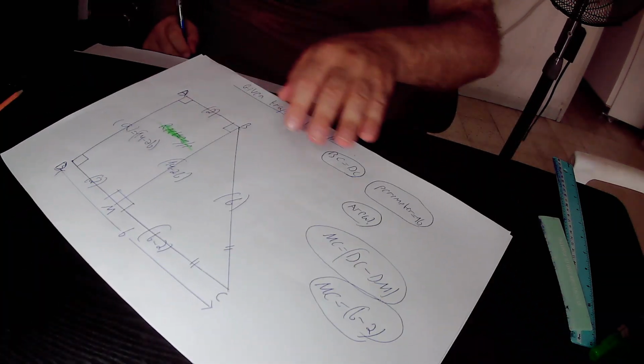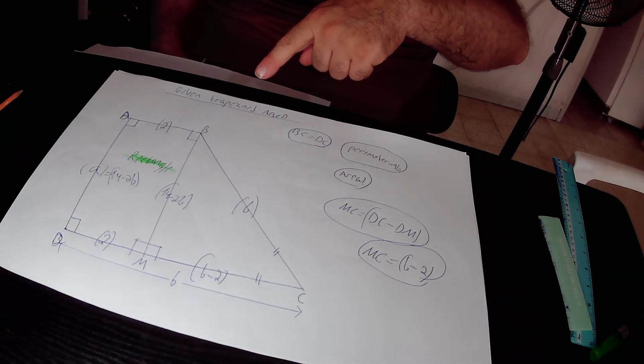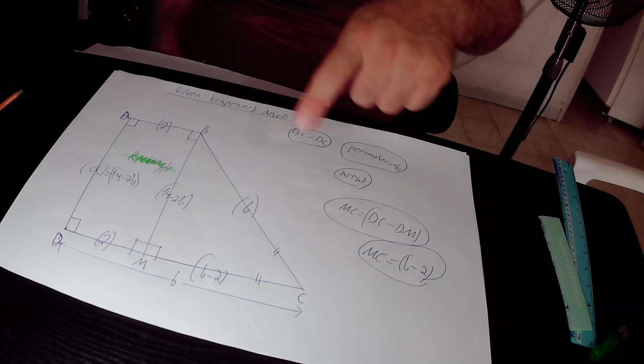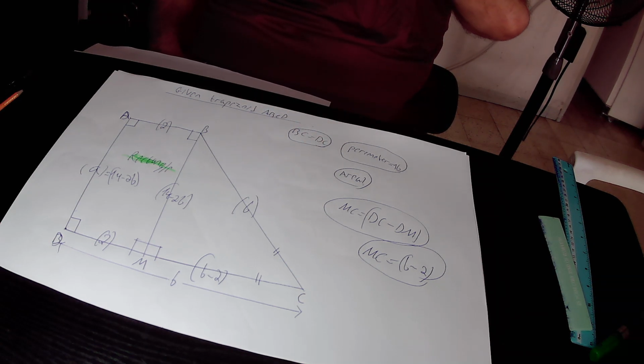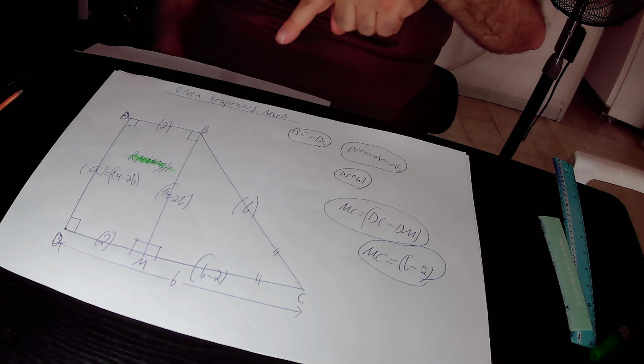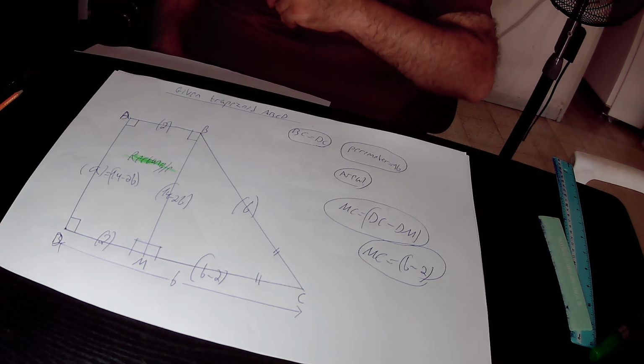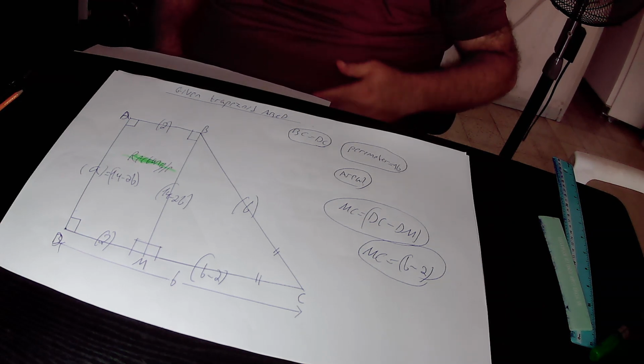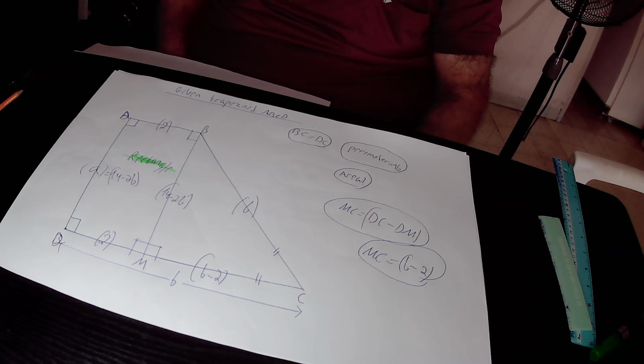In the next step, I'll copy this right triangle BMC onto a new page, and we'll implement the Pythagoras theorem on this right triangle BMC. According to the Pythagoras theorem, in any right triangle, the square of the hypotenuse equals the sum of the squares of the perpendiculars.